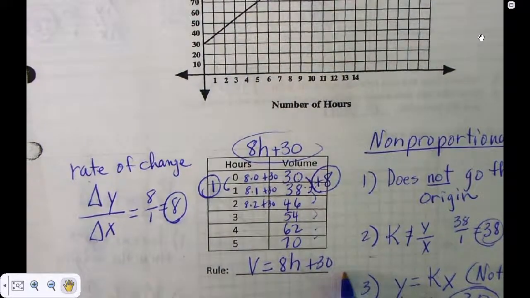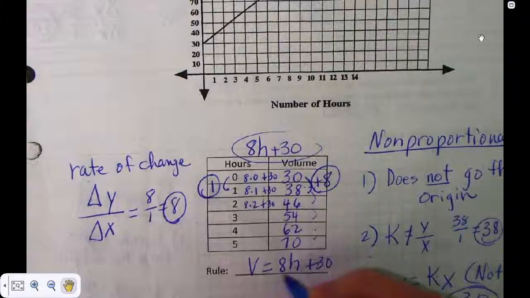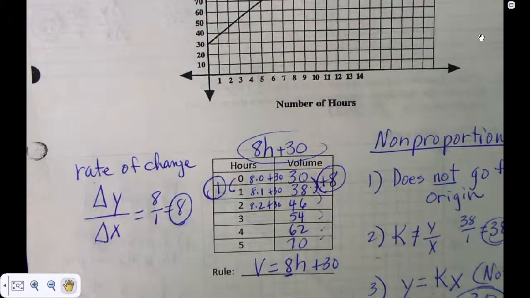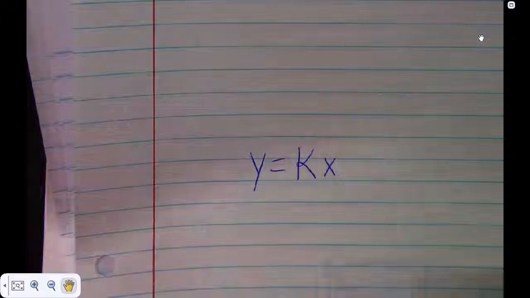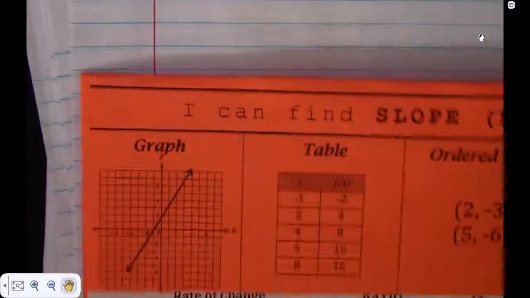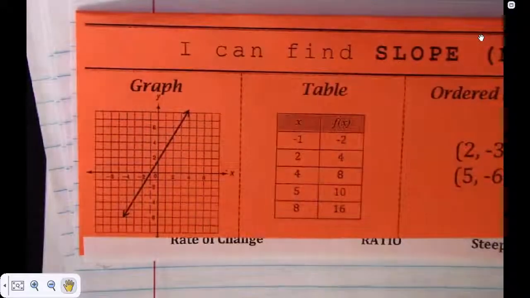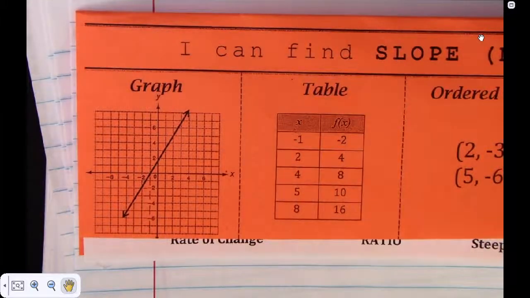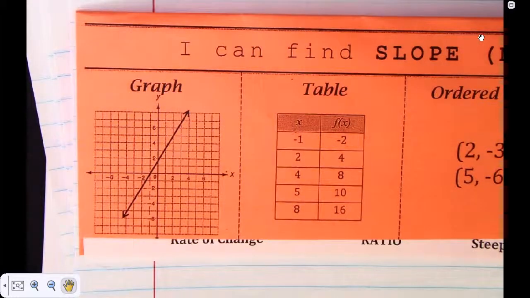Do you remember that? And the 8 was not the constant of proportionality. It was the rate of change, which is also the slope. So, guys, we can't use k for the slope because sometimes it's not the constant of proportionality. Only when it's proportional.